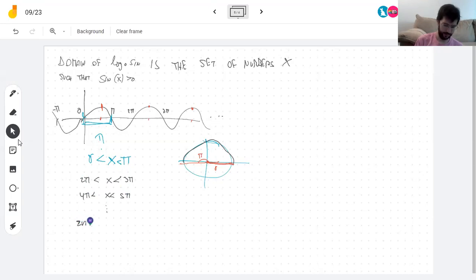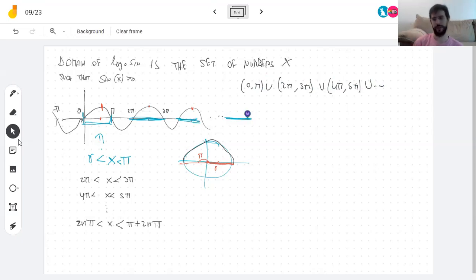If you like your n's, you add 2n pi to both sides. If you like an interval, it's 0 to pi, union 2 pi to 3 pi, union 4 pi to 5 pi, and there's an infinite number of them. So 0 to pi, and then 2 pi to 3 pi, from 4 pi to 5 pi, from 6 pi to 7 pi, and so on.